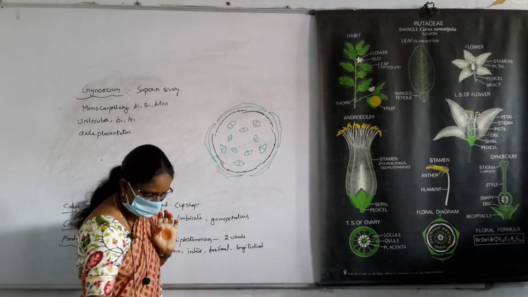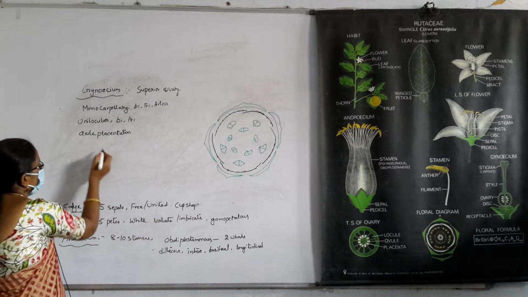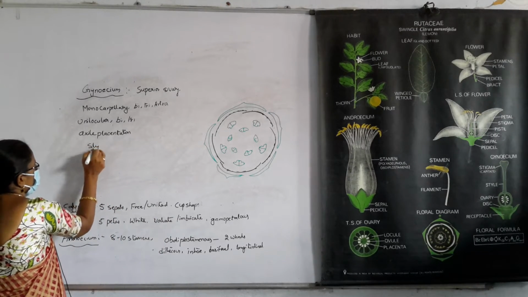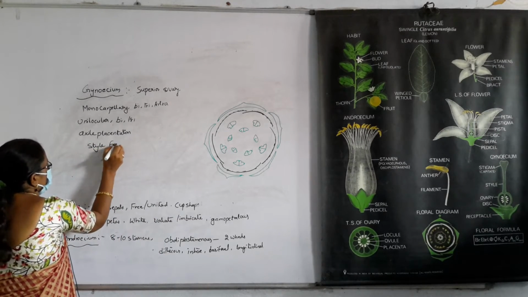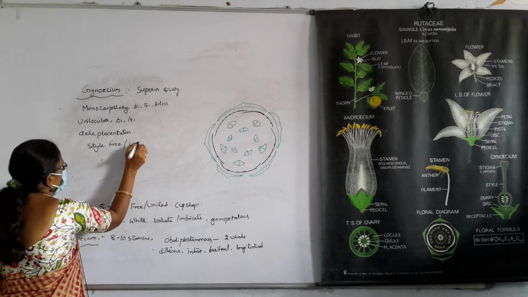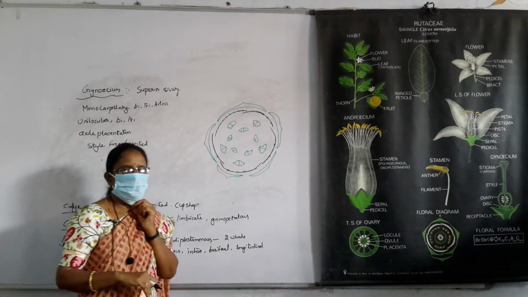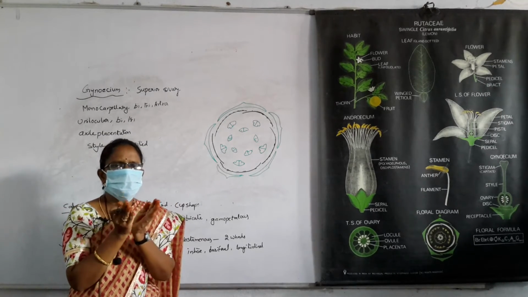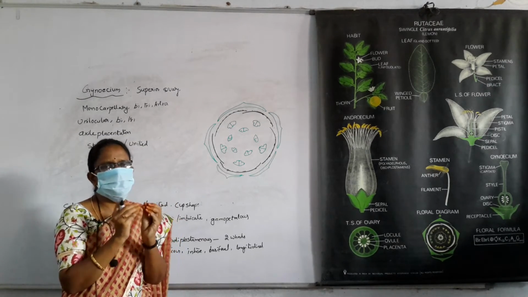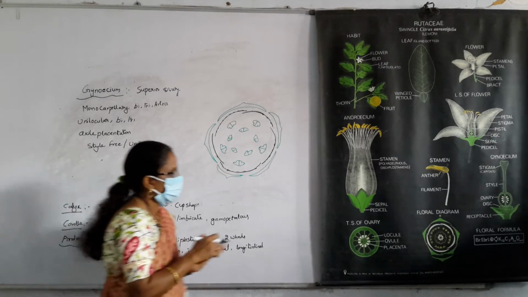And next, the style is free or united. Style is normally free or united. In the tricarpellary gynoecium there are 3 styles, and these styles are free or united.